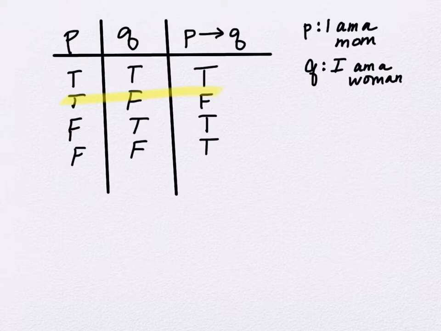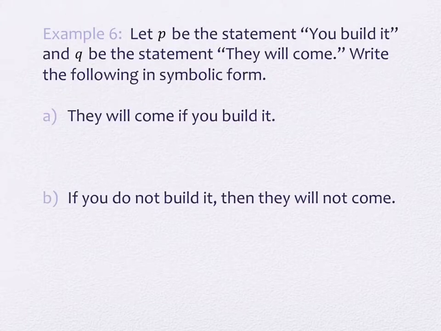All right, so we're going to do a couple of examples with this, and then we have one more piece before we move into group work. We're going to let P be the statement, you build it, and Q be the statement, they will come. And we're going to pause for a moment and see if anybody knows what that's from. Did anybody else know? It's becoming more and more obsolete every year I use it.